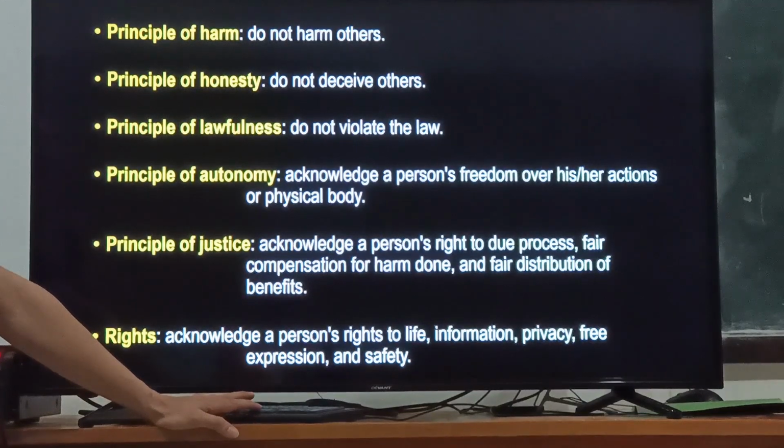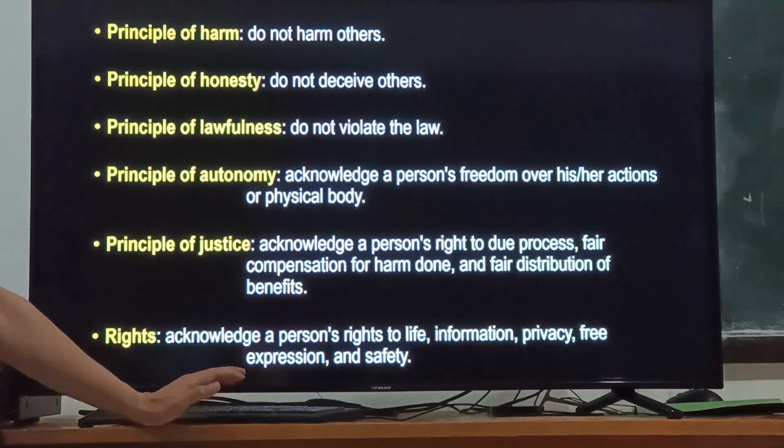The principle of harm, or do not harm others. Principle of honesty, principle of lawfulness, principle of autonomy: acknowledge a person's freedom over his or her actions or physical body.